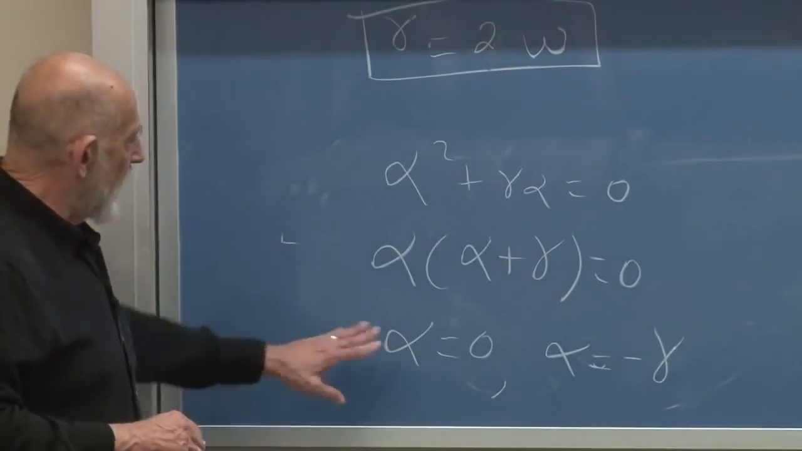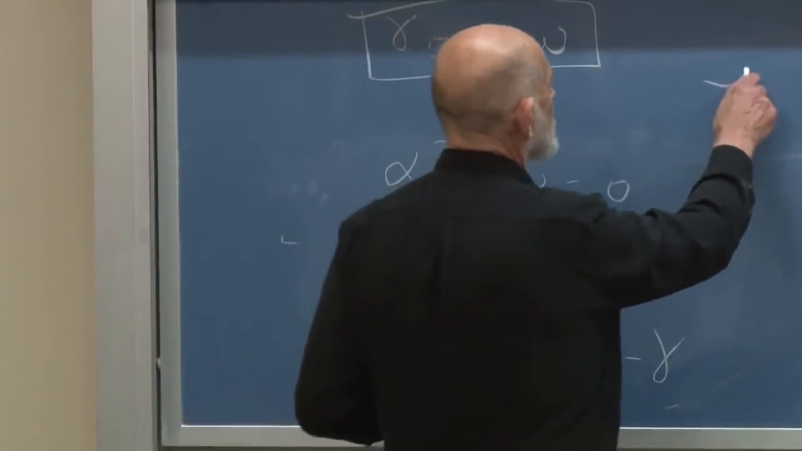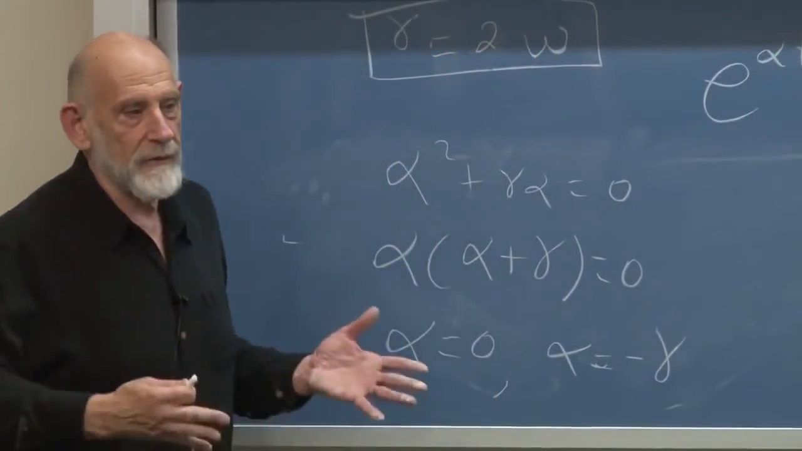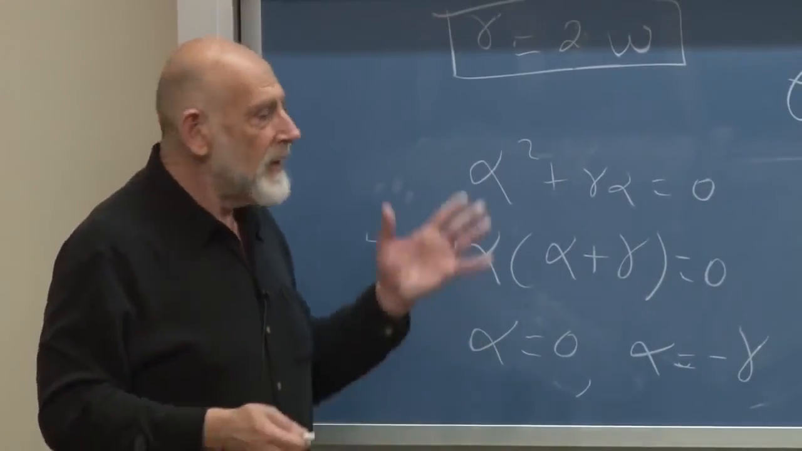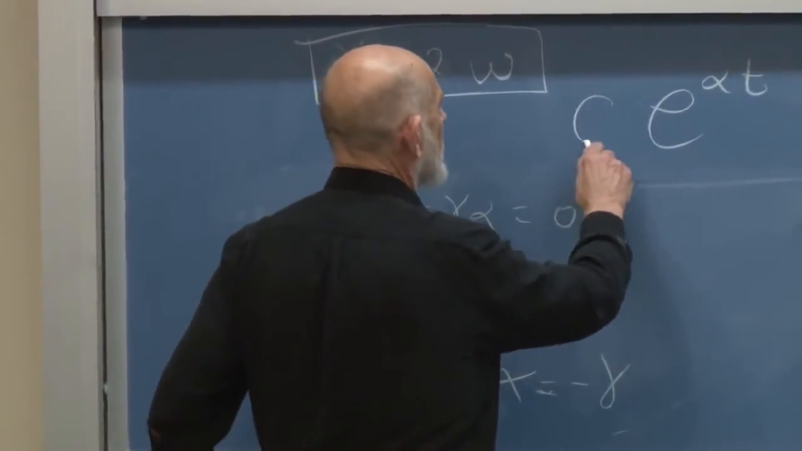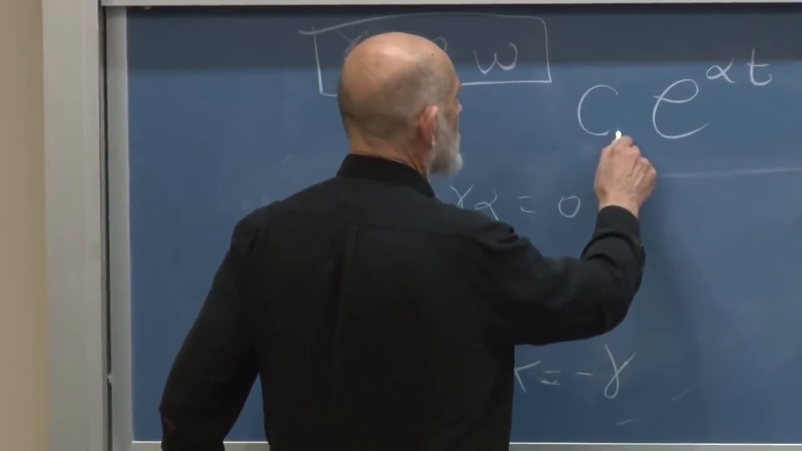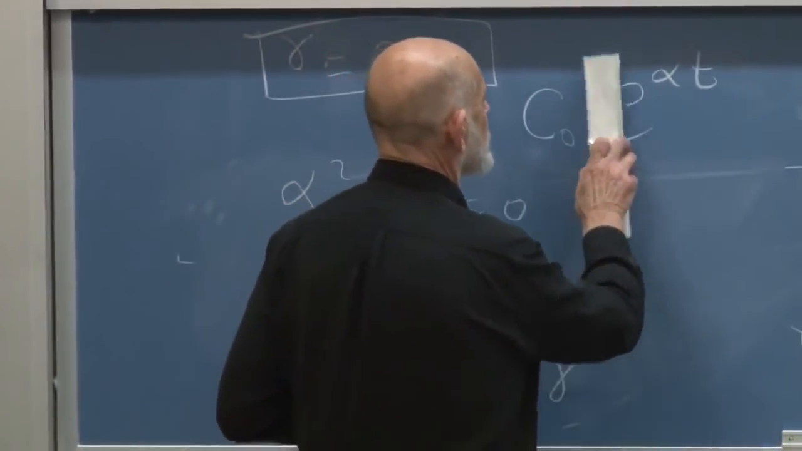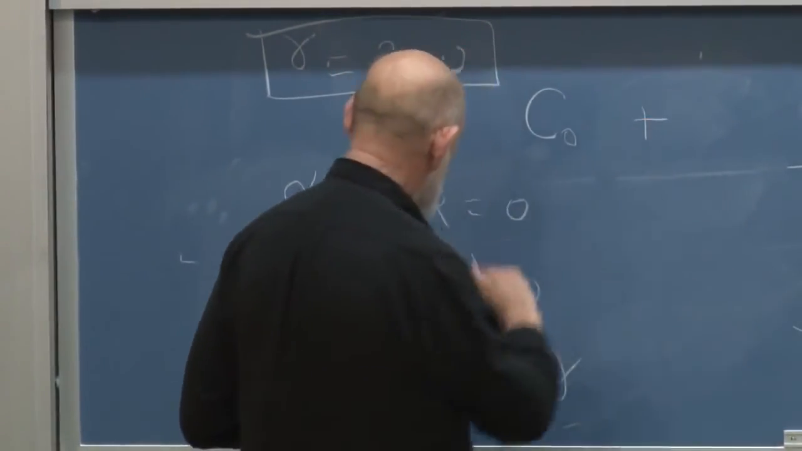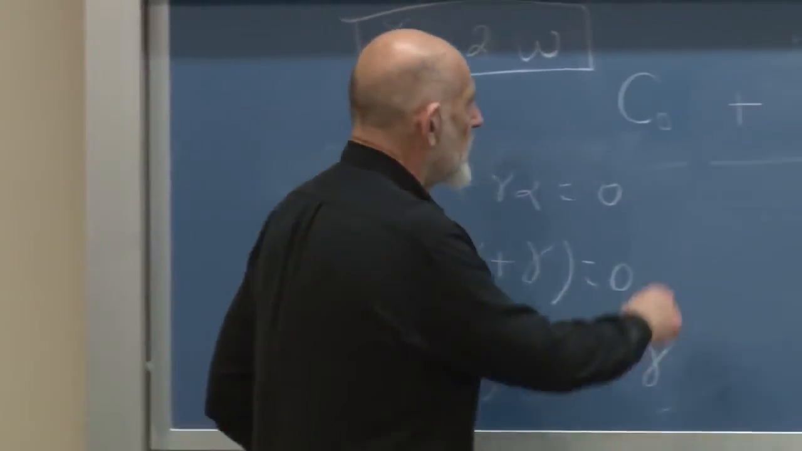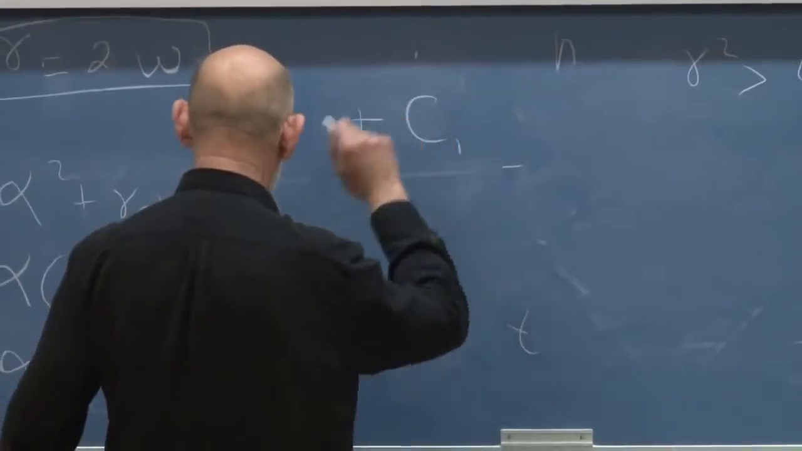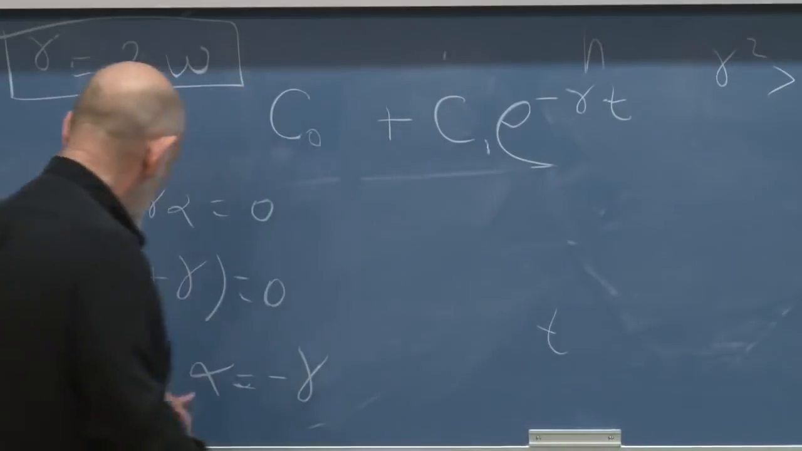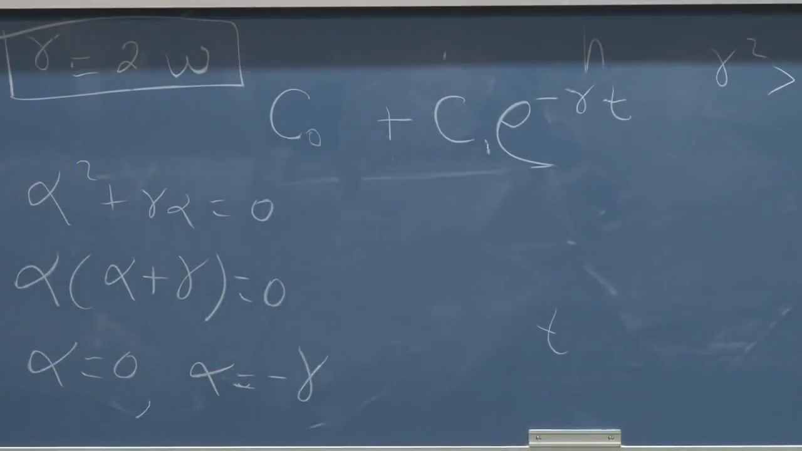What does that mean? Alpha equals 0 is a solution, e to the alpha t with alpha equals 0. What's e to the alpha t with alpha equals 0? 1. But of course I could have put a constant here. So let's call that c0. Any constant times e to the alpha t with alpha t just being 1, plus another solution, which is c1, let's call it, e to the minus gamma t. That's the case where alpha is equal to minus gamma, e to the minus gamma t.